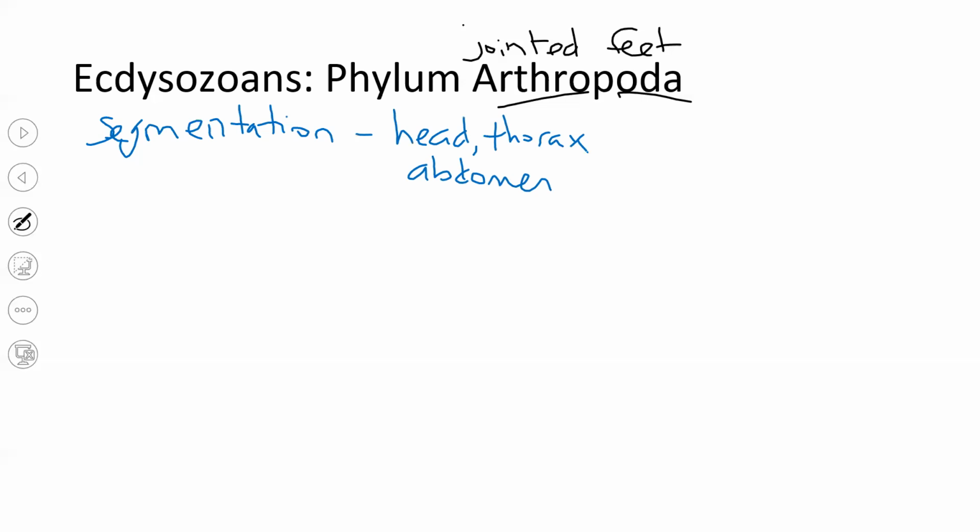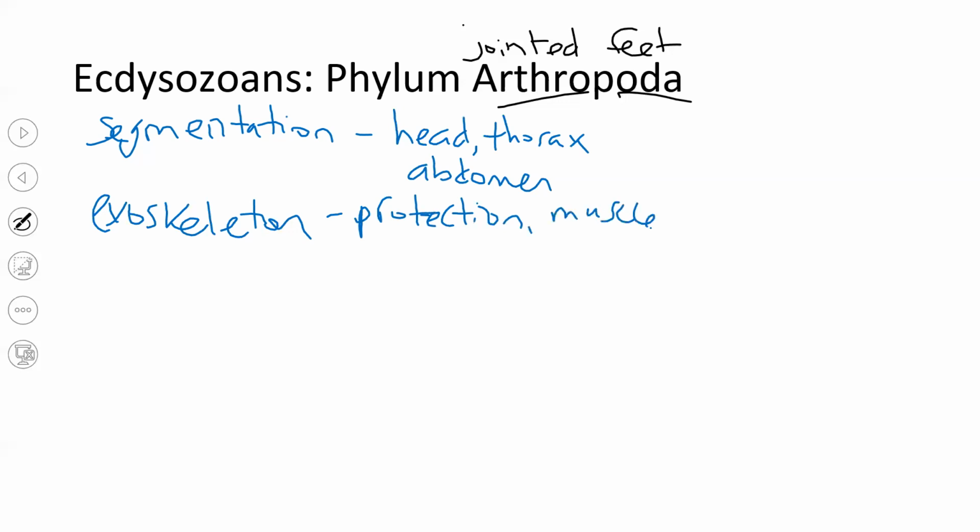And again, because we're talking about an ectodysozoan, they have an exoskeleton, which we didn't really highlight with the nematodes, but they have one too. They have a really hard exoskeleton on the outside of their body. This gives them protection, and it also is a place for their muscles to attach, so they can move. It also provides protection from water, so it's not permeable to water. That helps them control the amount of water in their body, especially if they're aquatic.